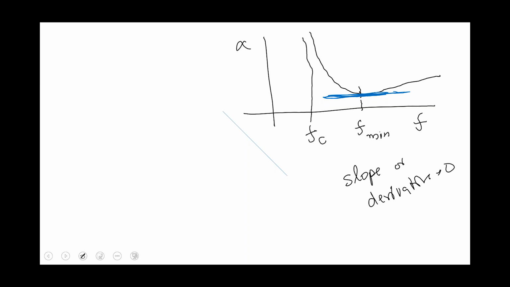So this is a function of alpha which is varying with f and may have A and may have B in it. And I want to find the frequency f minimum where my loss is minimum. So the slope is 0 there. So that blue line which I'm fitting as a tangent has to be parallel to my horizontal axis. What should the derivative be taken with respect to?